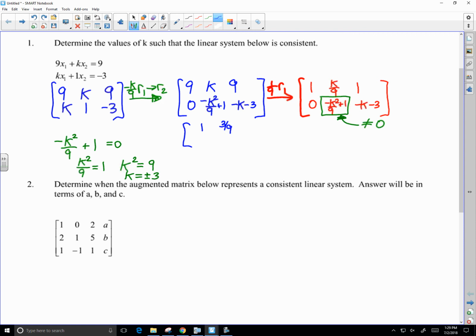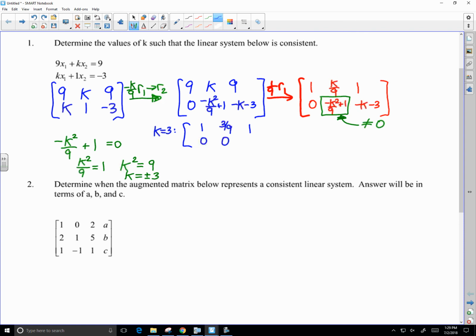I'll write 3/9, 1, 0. If I plug in the 3, I'm going to get 0, which would be a bad value, right? If this one is not also 0. So when I plug in the 3 here, I get negative 9 over 9, which is negative 1, plus 1 is 0. So let me see what happens. So I'll just make a note. If this is k is equal to 3.